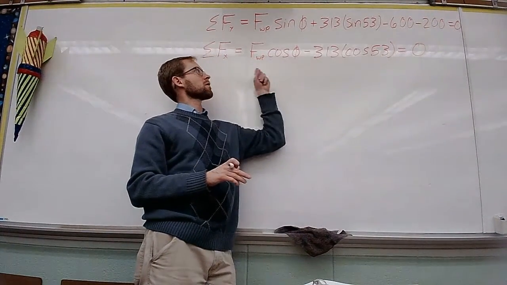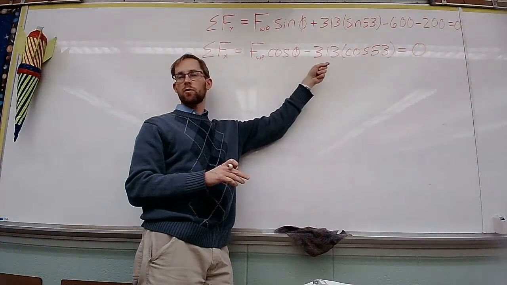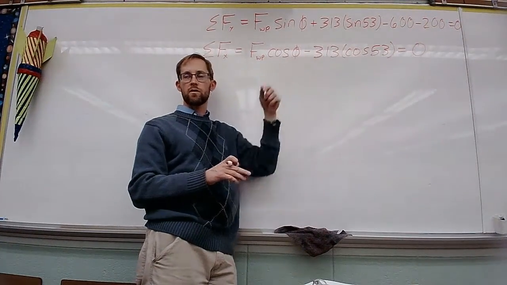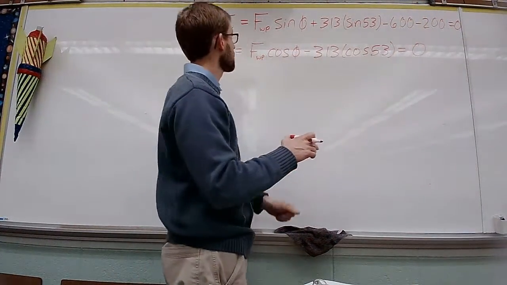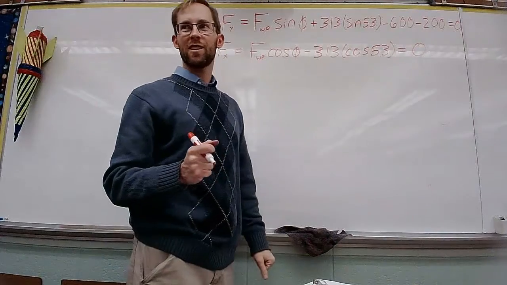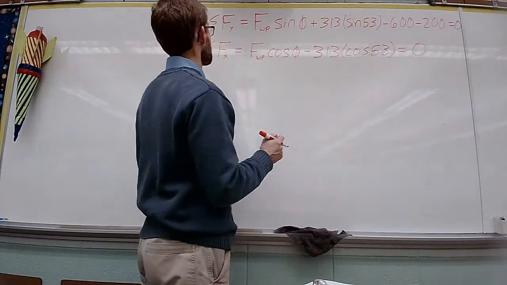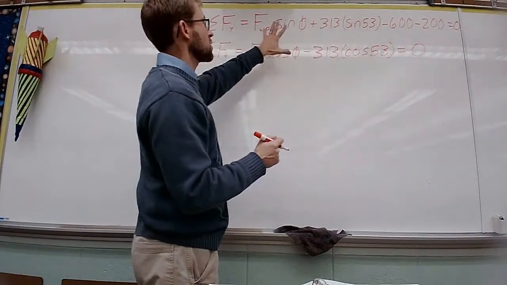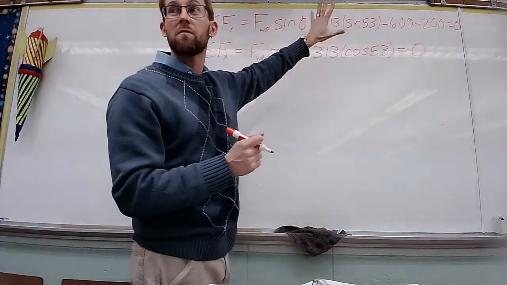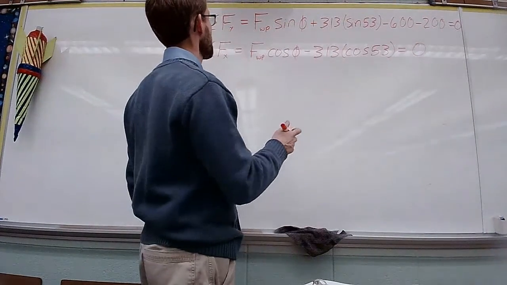Everybody okay with where these numbers come from? We're just plugging 313 into the equations we developed earlier. So, you guys are going to love this. We've got two equations and two unknowns, which means mathematically we can figure them out.